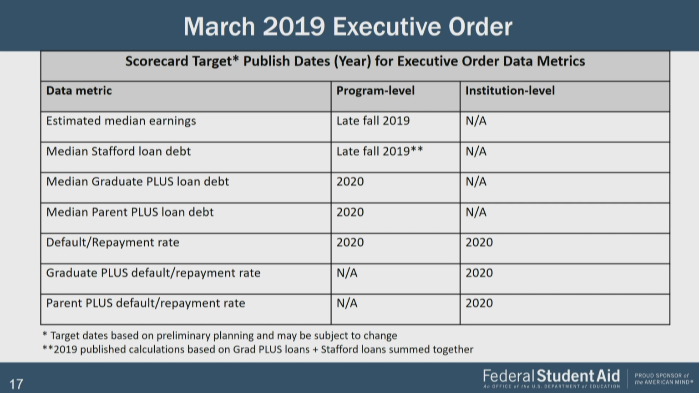We also have in our executive order a mandate to develop new default and repayment rates, both at the program level and at the institution level. More to come in 2020.